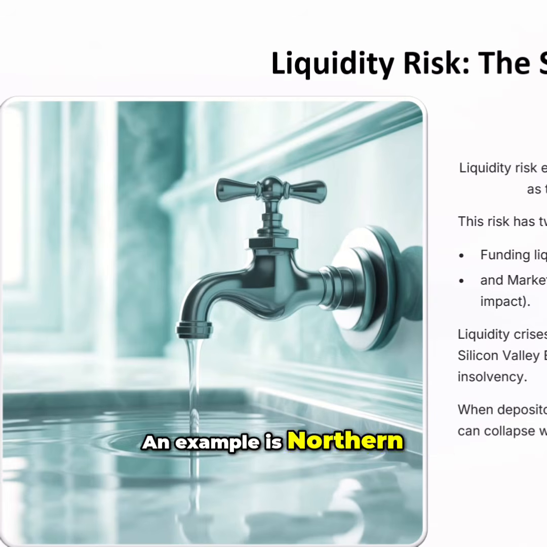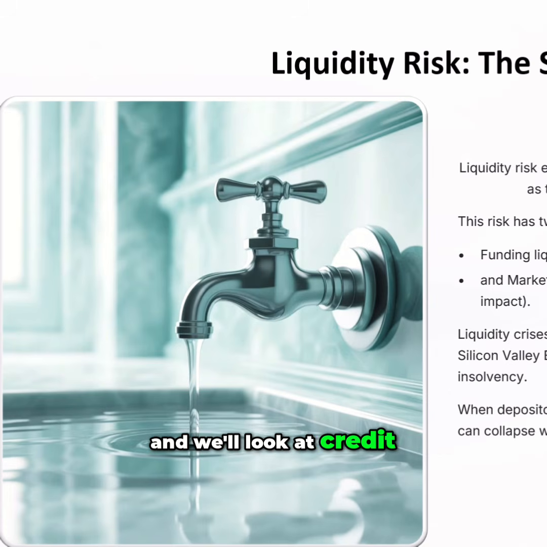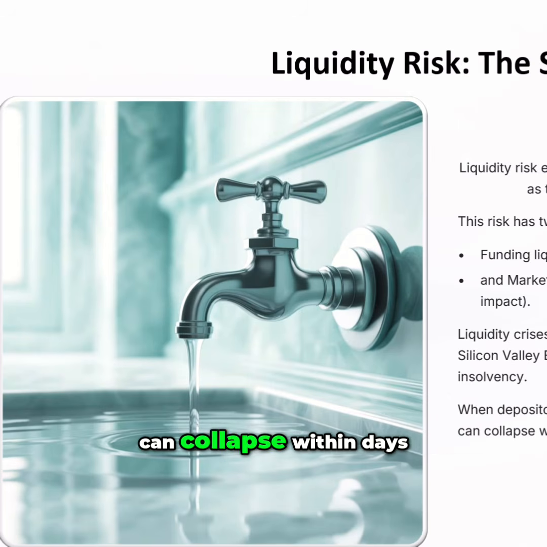An example is Northern Rock and Lehman Brothers in the 2007-2008 crisis, and Silicon Valley Bank more recently, in 2022, 2023, I believe. All failed primarily due to liquidity runs rather than insolvency. When depositors lose confidence, and we'll look at reputational risk later, this is a good example of reputational risk, even fundamentally sound institutions can collapse within days.